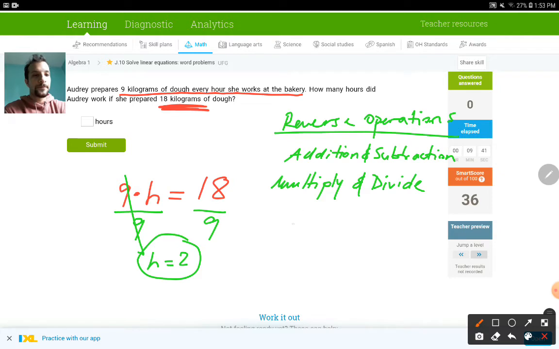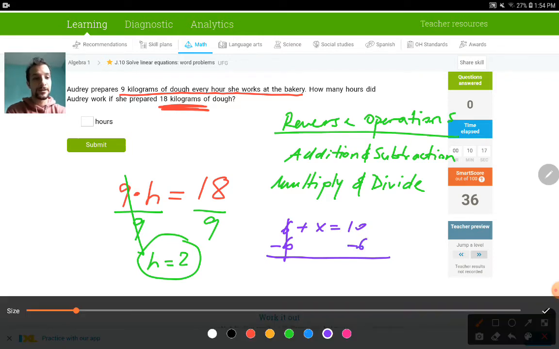Let's say you have 6 plus x equals 10. If you want to get the x by itself, that's my variable. If I want to get it by itself, if there's something else next to it, I need to get rid of it. So right next to it, I have 6 plus, right? That's added. So I need to subtract it. This is called reverse operation. The reverse operation of addition is subtraction. So since the 6 is added, I need to subtract that 6 from itself and also from the other side of the equation.